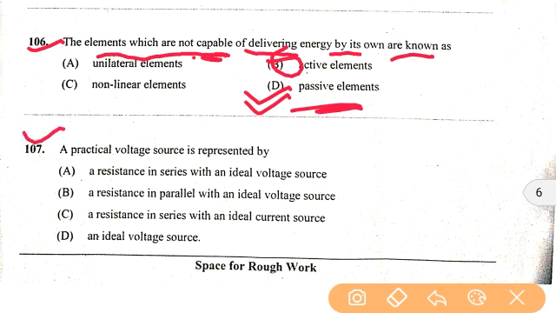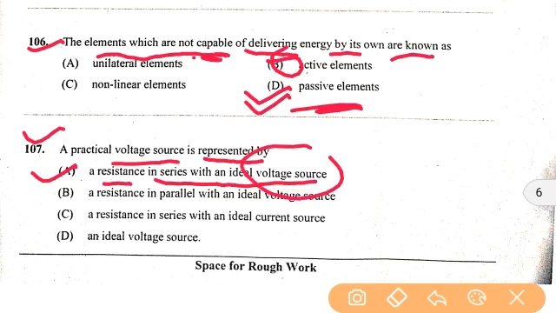In the next question, a practical voltage source is represented by option A. That is, a practical voltage source is represented by a resistance in series with an ideal voltage source. Here I am giving you one more important point: for an ideal voltage source the internal resistance is 0, and for an ideal current source the internal resistance is infinity.